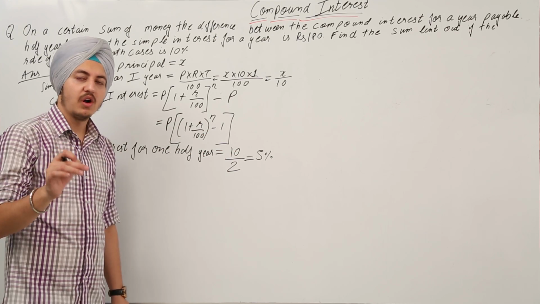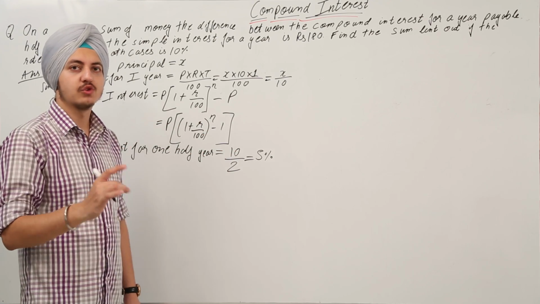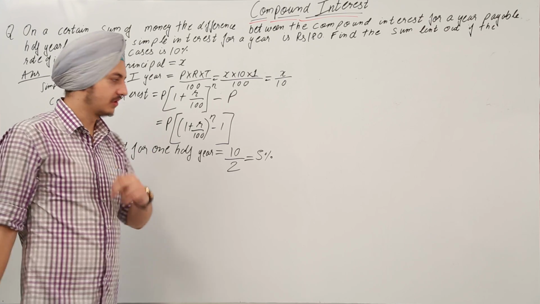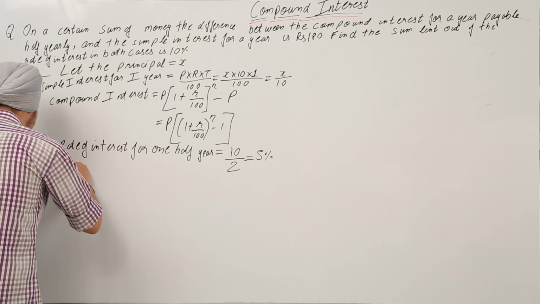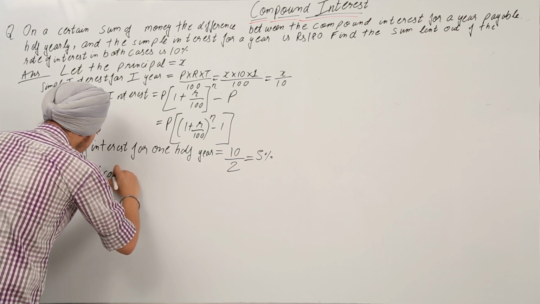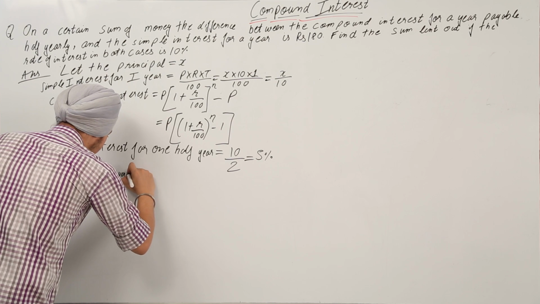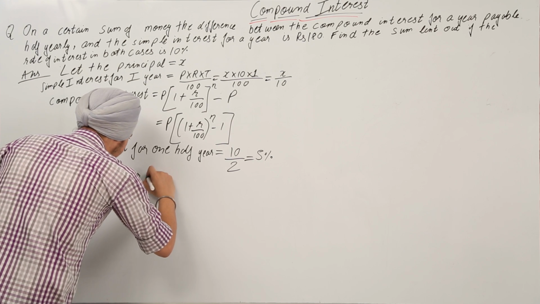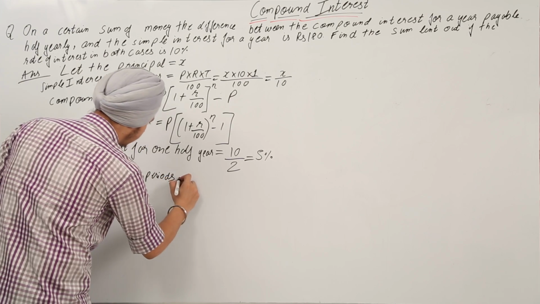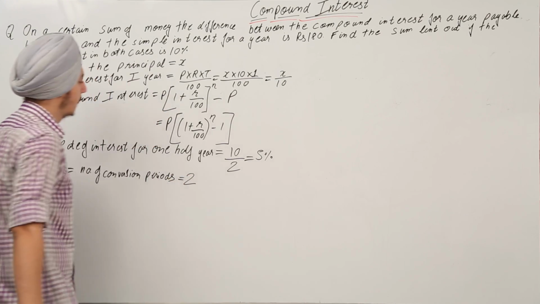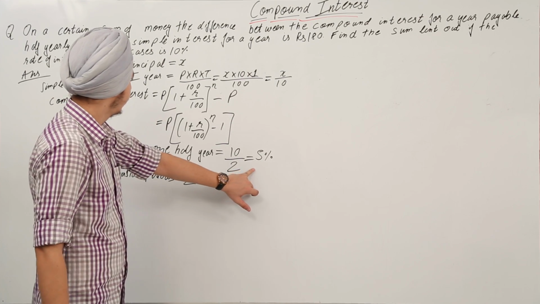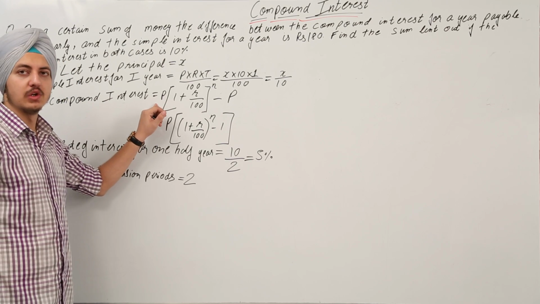So if the rate of interest for 1/2 year is 5%, what is n? n is the number of conversion periods. So we have total time equal to 1 year and 1 year has two conversion periods. So n is equal to the number of conversion periods, which is equal to 2. So n is equal to 2, R is equal to 5, and we have principal equal to x.